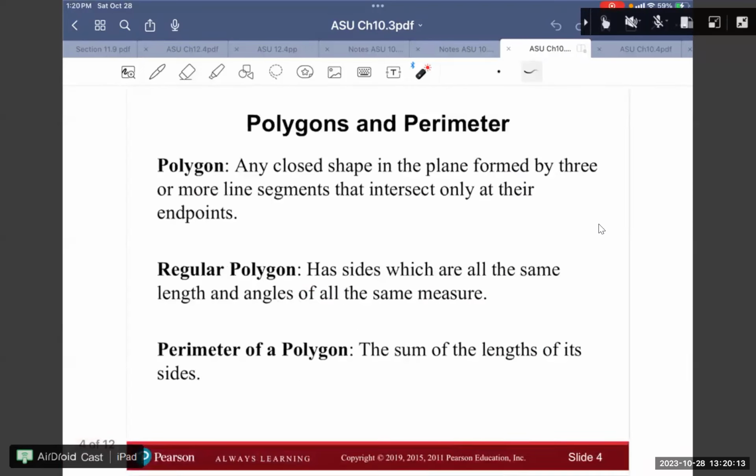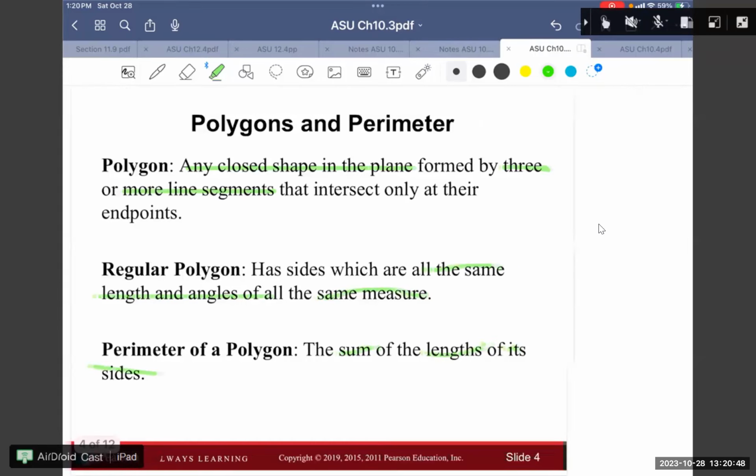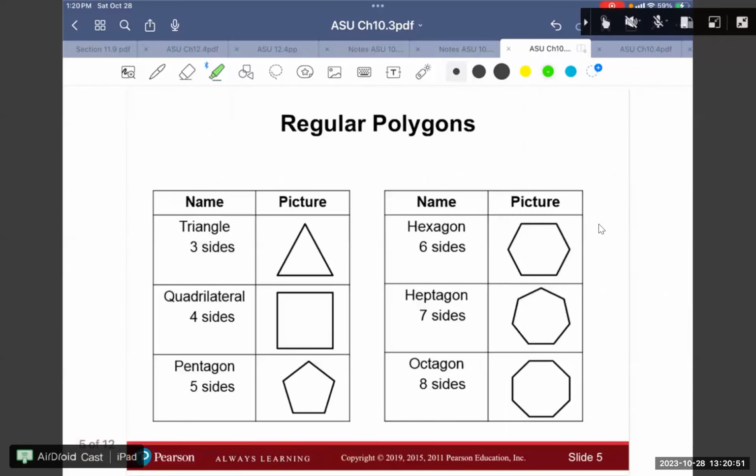So, polygon: any closed shape in the plane formed by three or more segments, which intersect only at the endpoints. A regular polygon has sides that are all the same length and angles that all have the same measure. The perimeter of a polygon is the sum of the lengths of its sides.